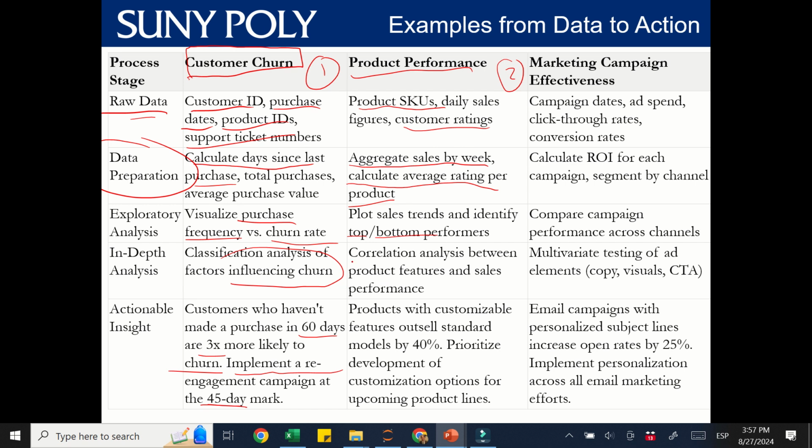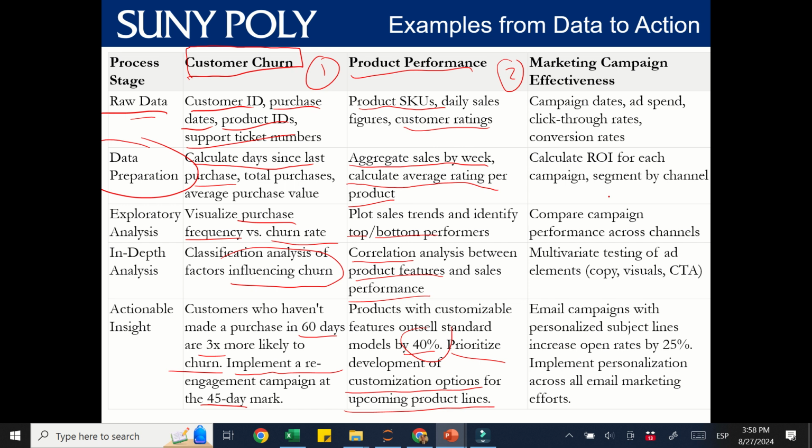In-depth analysis here was a correlation analysis between the product features and sales performance, to check which product features were successful or were having an influence on the sales performance. At the end, the actionable insight in the second case is that products with customizable features outsell standard models by 40%. That's what they found in their data. So the strategy was to prioritize development of customization options for upcoming product lines to ensure that you have higher sales. So that was what they got from data.